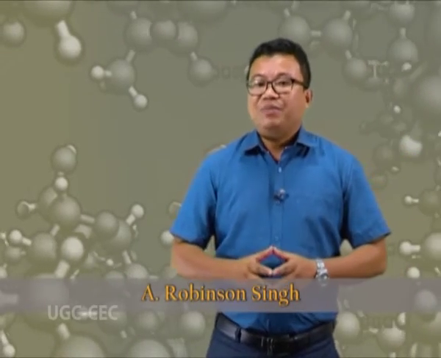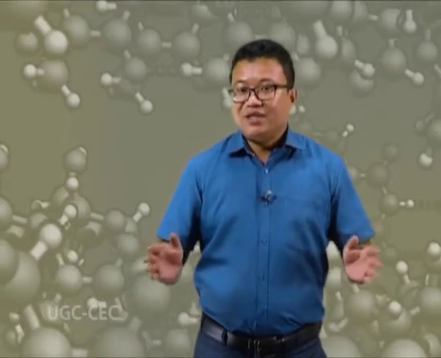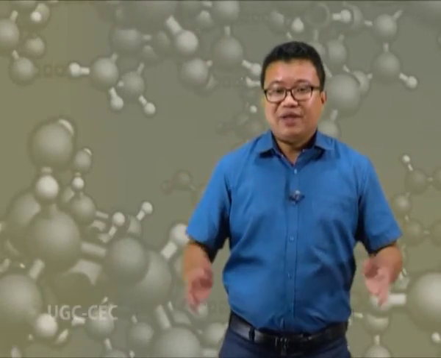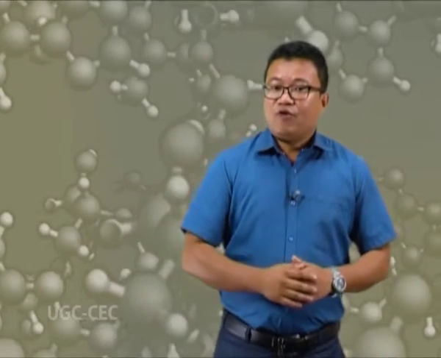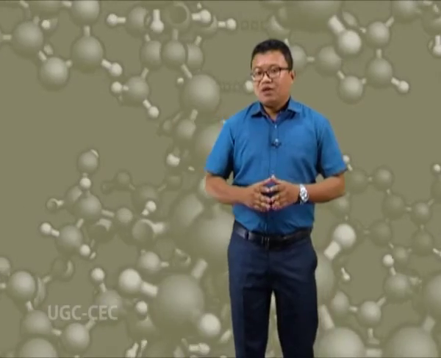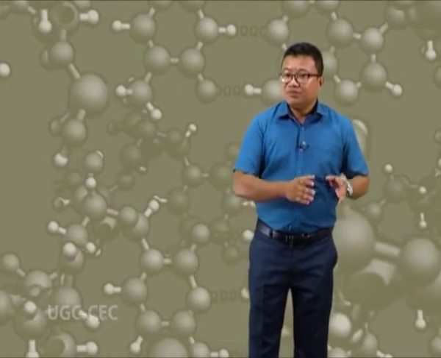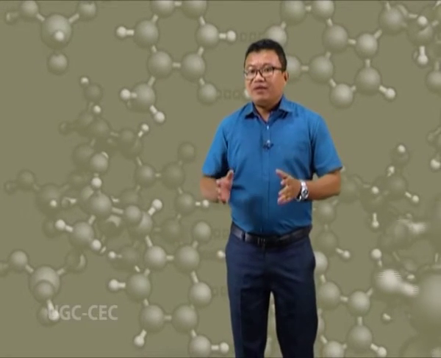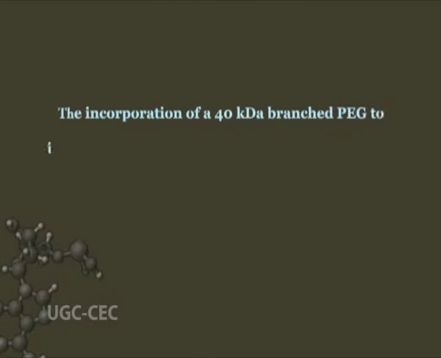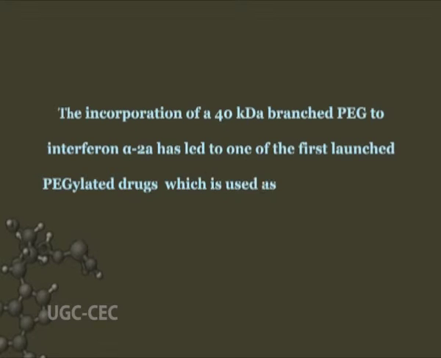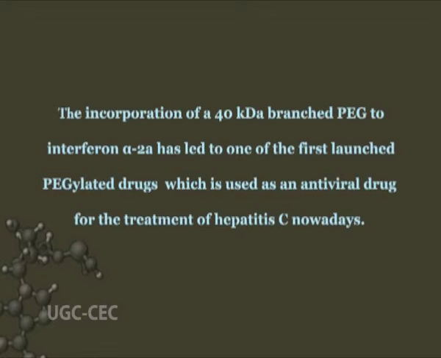A conventional strategy for peptide PEGylation is the use of the SPPS technique. Here, polypeptides with specifically protected side chains are synthesized by automated SPPS according to the strategy that is applied for the introduction of fatty acids. It has been shown that the amino acid position plays a pivotal role for maintaining the biological function. The incorporation of a 40 kilodalton branched PEG to interferon alpha 2A has led to one of the first launched PEGylated drugs, which is used as an antiviral drug for the treatment of hepatitis C nowadays.